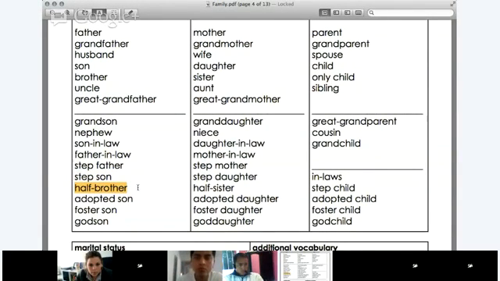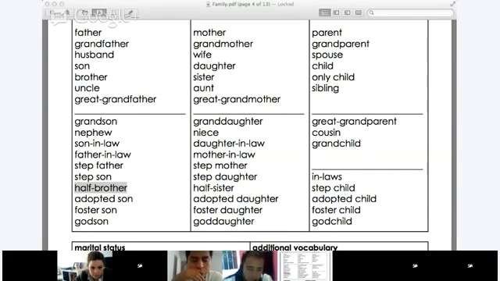What about if you have a half brother? What does it mean? Maybe you have a different mother or father, but not the same. Exactly. So with a half brother or a half sister, you share one parent.